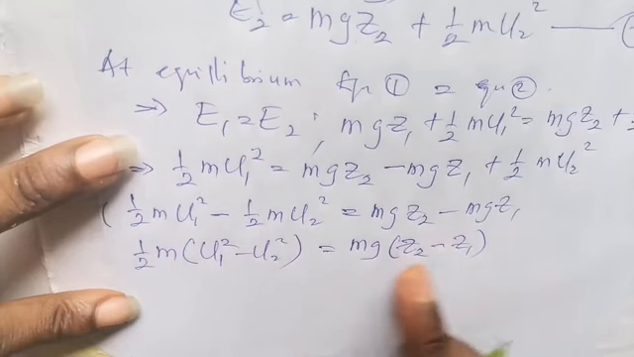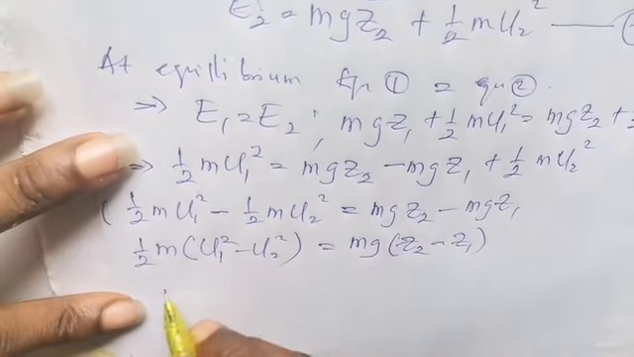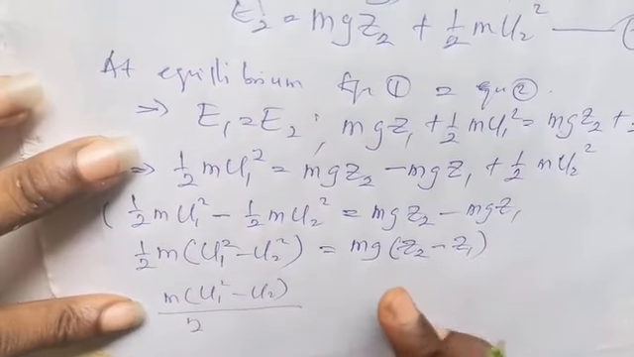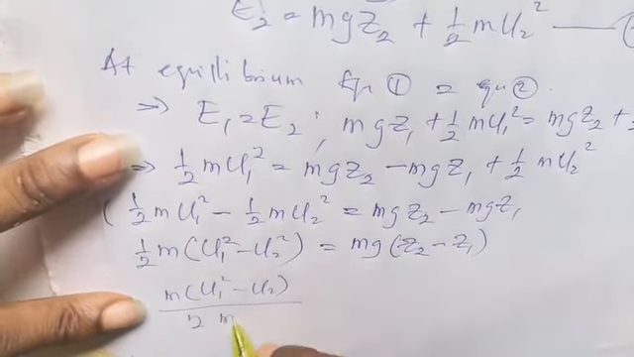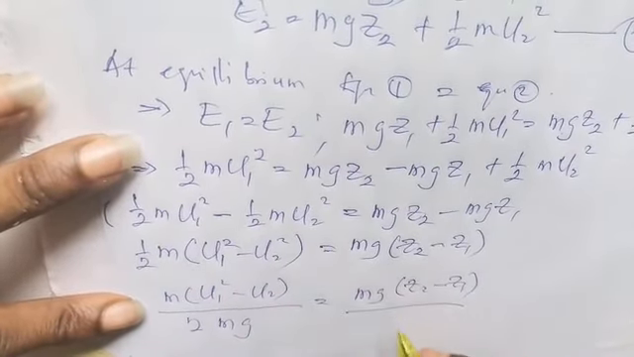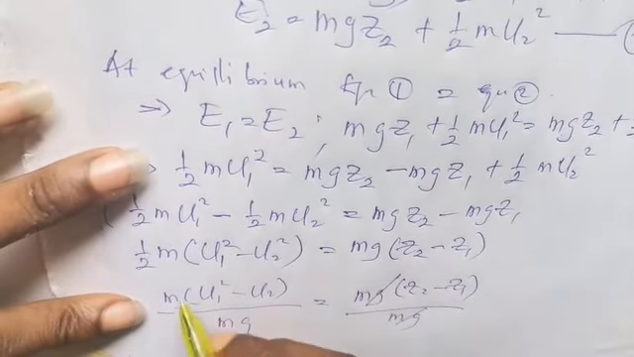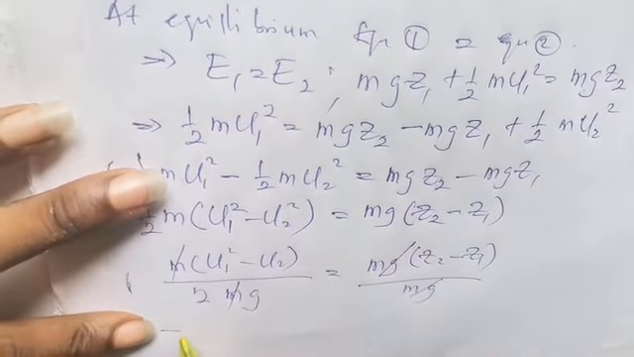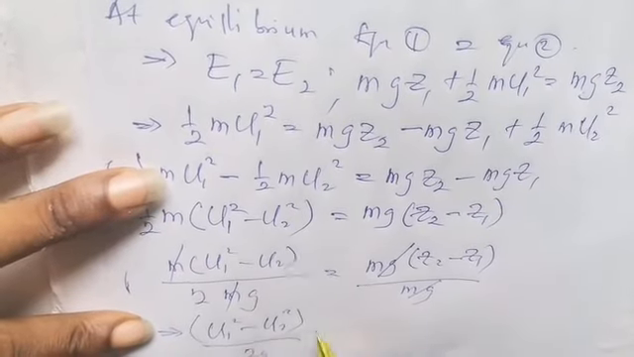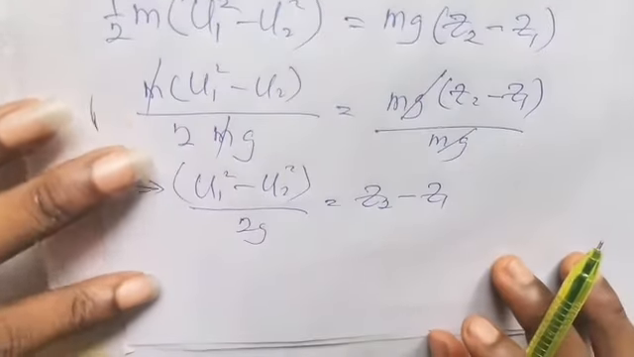So all I need to do is divide both sides by what? Mass and gravity. If I do that, I'm going to have m into u1 squared minus u2 squared all over 2. Now, if I'm dividing by mg, this becomes mg, and that's equal to mg into z2 minus z1 all over mg. So I divided both sides by mg. Mg cancels mg over here. Mass cancels mass over here. So this simply implies that u1 squared minus u2 squared all over 2g is equal to what? Z2 minus z1, which is what we're asked to derive.